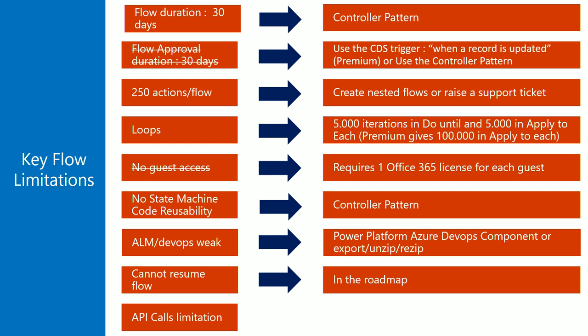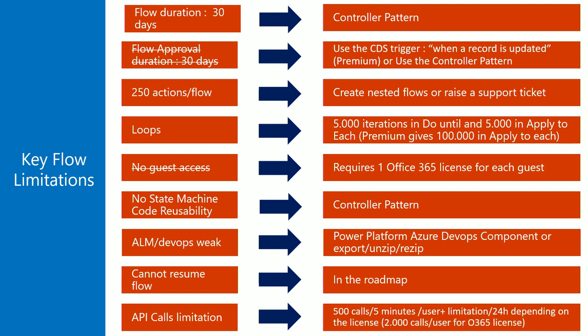Also, there's no limitation in the number of instances of flow that you can start. However, there is a new limitation, which is what we call API calls. An API call is like calling an action or calling a connector. The limitation is 500 calls per 5 minutes per user, floating window, plus, depending on your flow license, for instance, in the case of an Office 365 license, 2,000 calls per 24 hours, which is more than enough for most people, okay? So this is important.